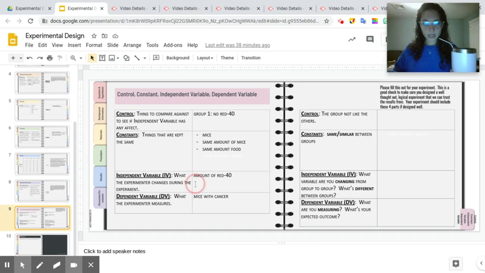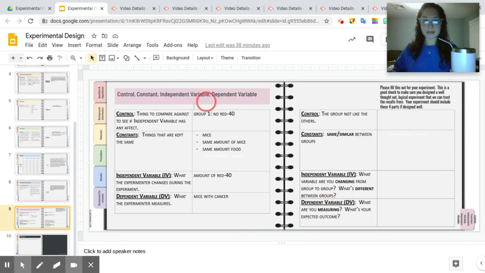The last portion here, the dependent variable, this is your expected outcome, or what you are measuring during your experiment. So in my experiment, I was measuring if mice got cancer or not. So that would be my dependent variable. Over here, what it's saying is that if you are reading an experiment and looking for the dependent variable, you're generally looking for the word measure or record. That's another word you can look for. But that will tell you what a dependent variable is. You're looking for the expected outcome.